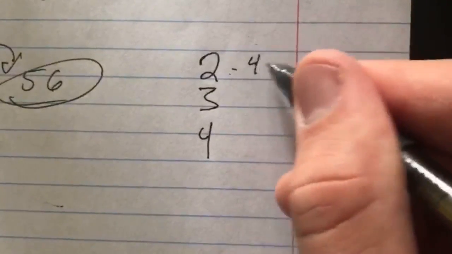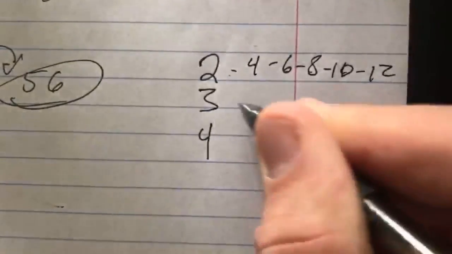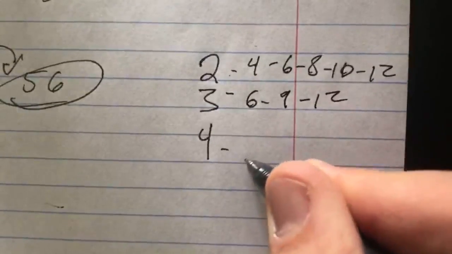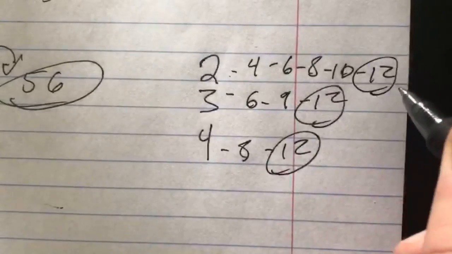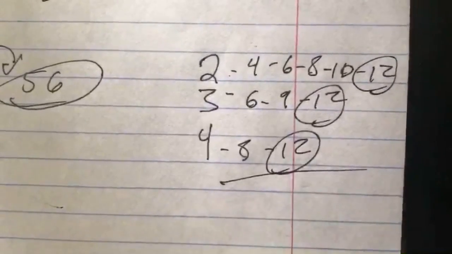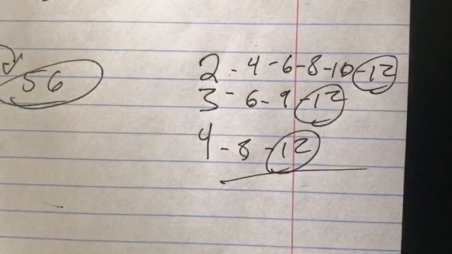So what number will these all fit into? Well, this would be 4, 6, 8, 10, 12. This would be 6, 9, 12, and this would be 8, 12. Bang, bang, bang. That's what's going on. So yeah, that's the answer for this one. That's an SHSAT problem, right? That is something that you should start getting used to seeing.